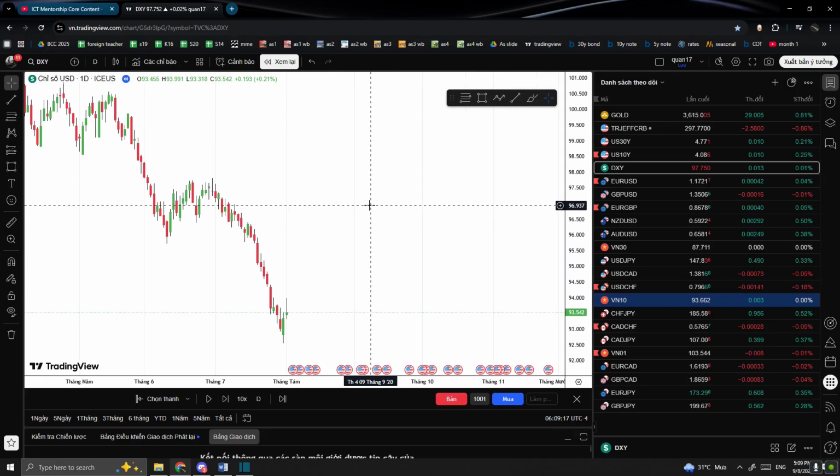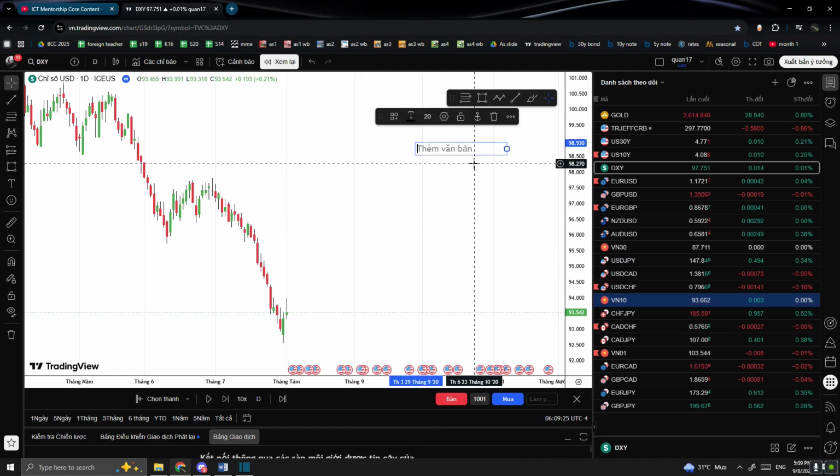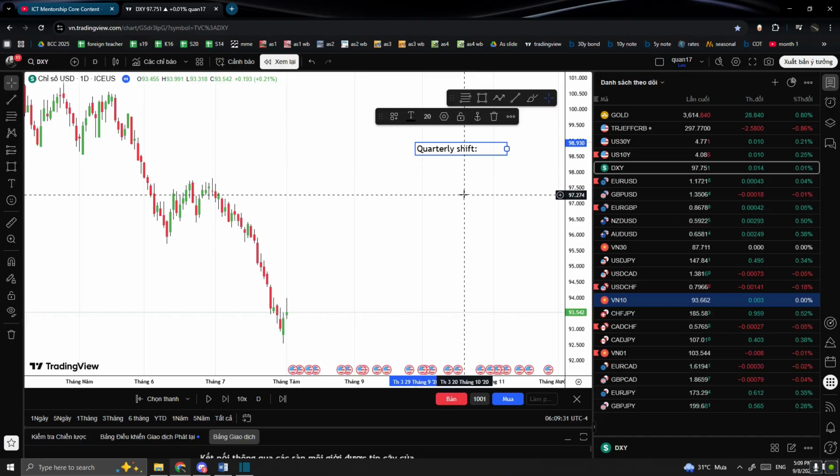It's going to be about quarterly shift and IPDA data range and open float. Okay, let's do this. Quarterly shift. Okay, IPDA data range. IPDA data ranges and open float.